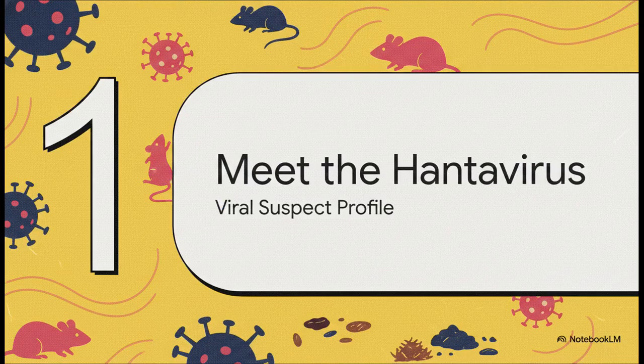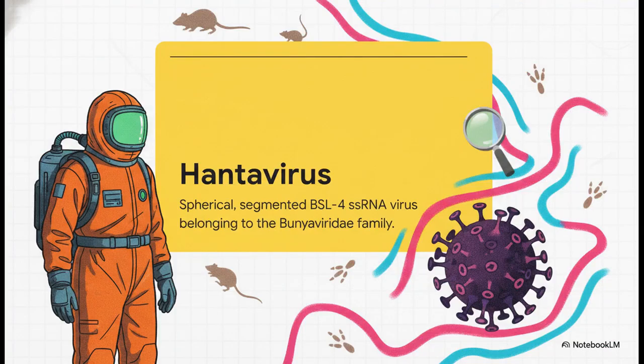Section 1. Meet the hantavirus, the biological suspect profile. Okay, right off the bat, the notes make one thing absolutely crystal clear. This is not your average seasonal bug. Hantavirus is classified as a biosafety level 4 pathogen. So what does that mean? It means it requires the absolute highest level of biocontainment. We're talking full positive pressure suits, dedicated air supplies, the whole shebang.